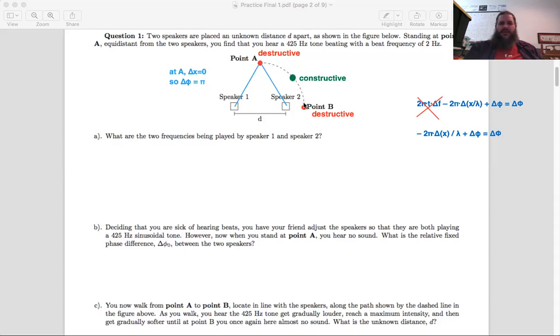As you walk around, that phase shift difference should stay the same, because we're not modifying the speakers. We're just modifying where you are. So all that's going to change as you walk around is the delta x term. Any questions on point A so far? No. So let's take a look at point B.